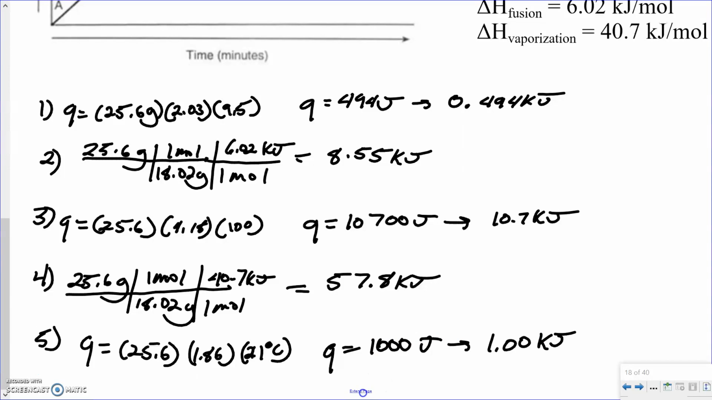So again, our total is going to be adding these numbers all up. So we're going to take our 0.494 plus our 8.55 plus 10.7 plus 57.8 plus 1, and we get a total. Uh-oh, it's not letting me write anymore. But either way, a total energy of 78.5. 78.5 is your answer here.